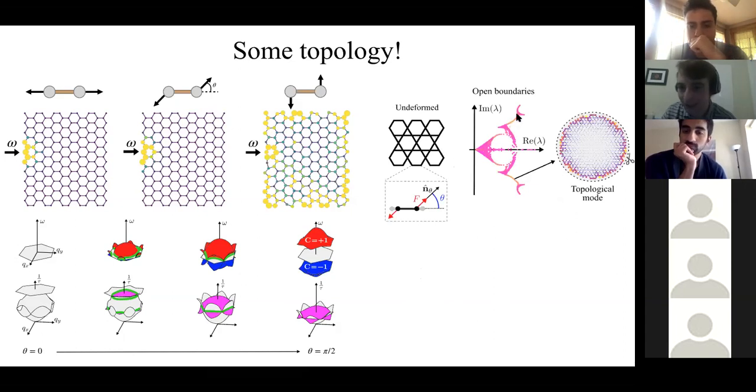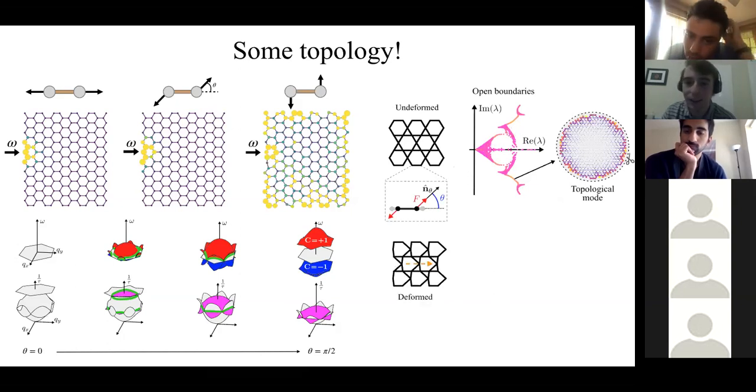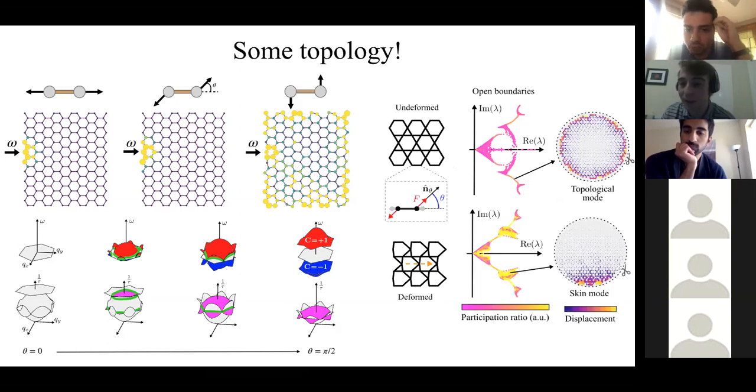You can see that there are these topological modes that wind between different bulk bands. And we can deform it, break certain symmetries. And then in addition to the topological modes, we get this extensive number of localized modes indicated by the bright yellow color. And these are actually skin modes. And you can see that they just qualitatively have a very different character than the topological modes.